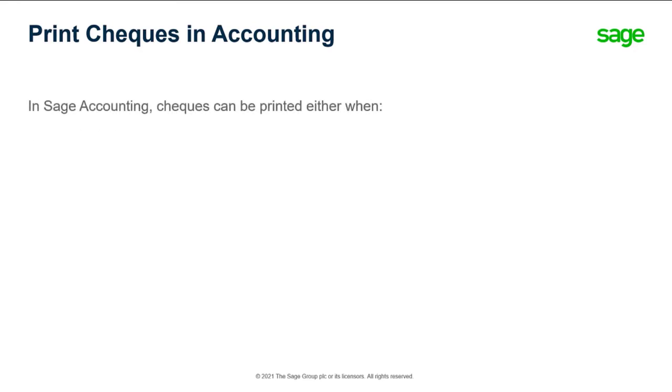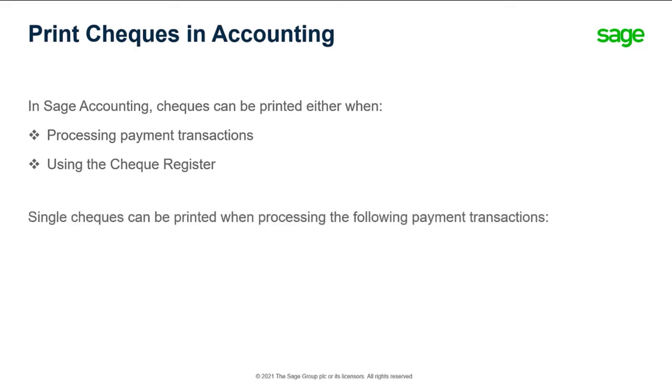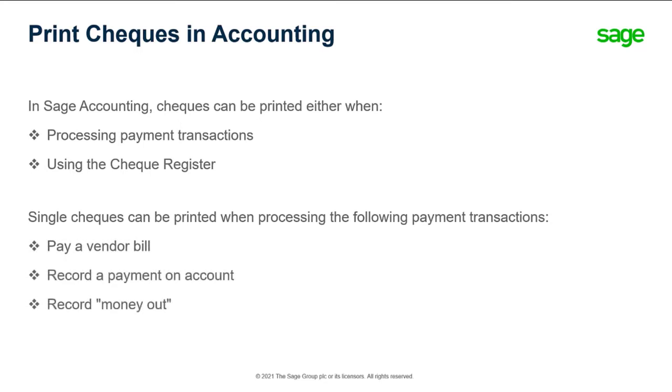In Sage Accounting, cheques can be printed when processing payment transactions or by using the check register. Single cheques can be printed when processing the following payment transactions: pay a vendor, record a payment on account, record money out, and record a refund to a customer. The check register, amongst other functions, can be used to print a check or list of selected checks.